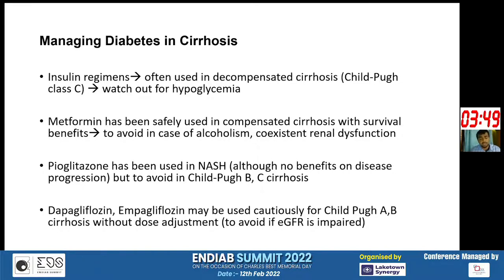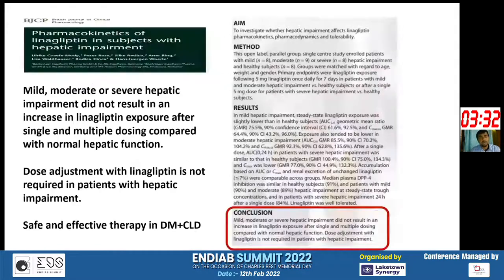And coming to the SGLT2 inhibitors, they may be used cautiously in Child-Pugh A/B cirrhosis without dose adjustment. However, in patients who have coexistent renal dysfunction, probably it is better to avoid those agents because of a risk of hepatorenal syndrome. Now, coming to the DPP-4 inhibitors, they may offer a safe, effective therapy in CLD. In fact, mild, moderate, and severe hepatic impairment did not result in increase in linagliptin exposure after single and multiple dosing compared with normal hepatic function.